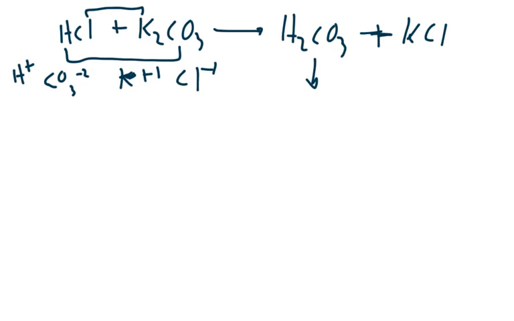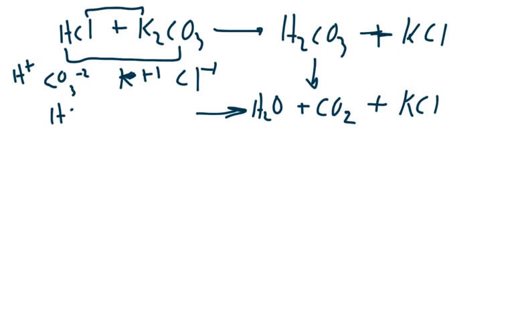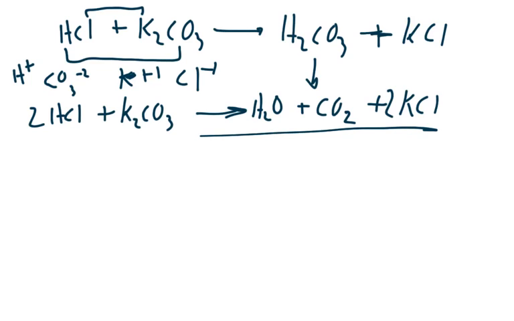But here's the problem. This guy's unstable. So instead of that staying put, we saw that it's going to break apart into water and carbon dioxide. And you still got your KCl over here. And we'll go ahead and put HCl here. We'll put K2CO3 here. Okay, and then to balance this, we got 2 potassiums on the left, so we're going to have to put a 2 here to balance the potassium. And then we're going to have to put a 2 here to balance the chlorine as well as the hydrogen. And there is your first one.